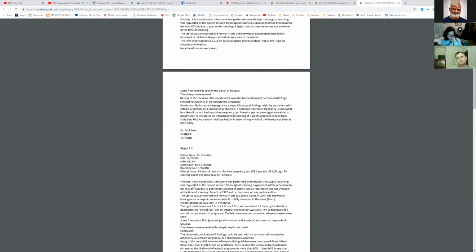The conclusions are important here. No intrauterine pregnancy is seen. Ultrasound finding might be consistent with ectopic pregnancy or spontaneous abortion. A normal intrauterine pregnancy is somewhat less likely if the patient had a positive pregnancy test 9 weeks ago. So you are rationalizing your findings. This is helpful for the referral.